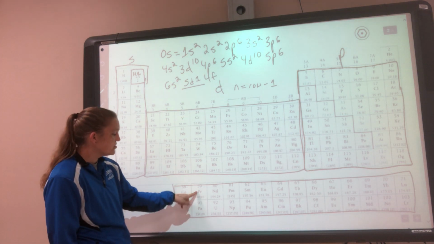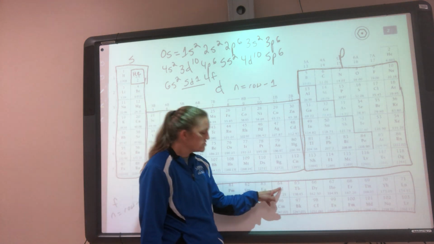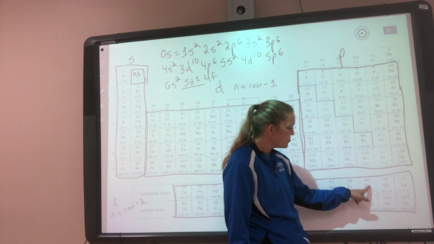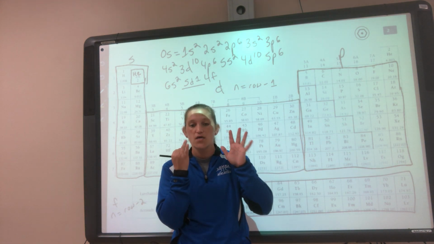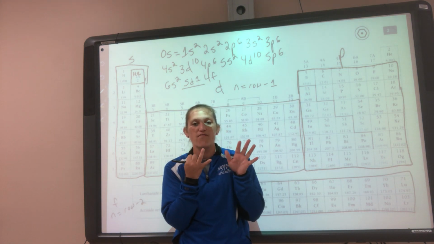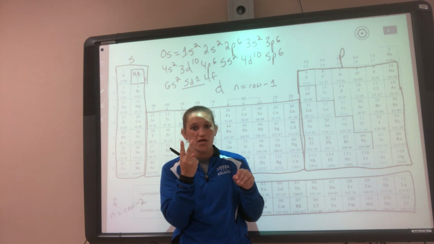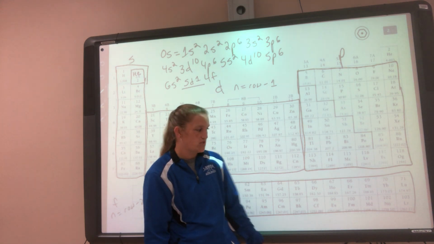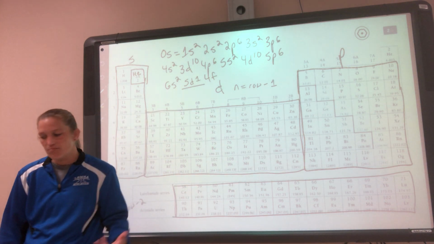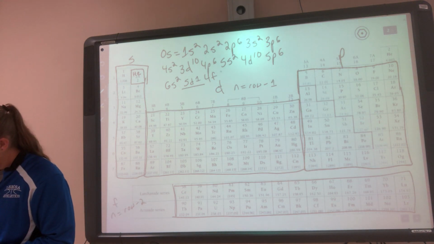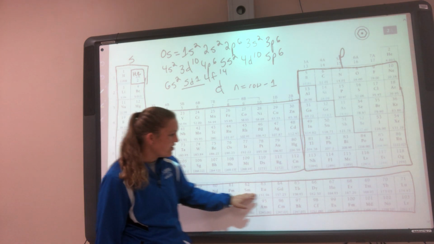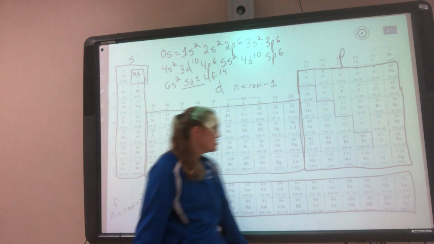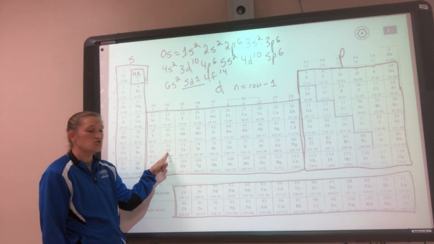And we count 1, 2, 3, 4, 5, 6, 7, 8, 9, 10, 11, 12, 13, 14. Remember, F has 7 orientations, 7 MLs, and every orbital can have 2 electrons. 7 times 2 is 14. So we have 14 possible F electrons. So now we did 58, 59, all the way to 71. So then after 71, we get to 72.